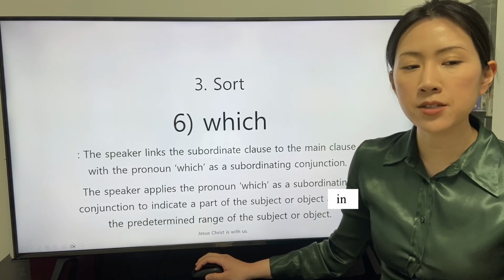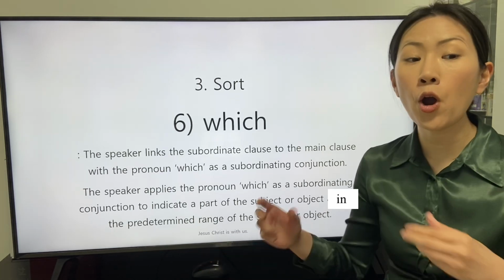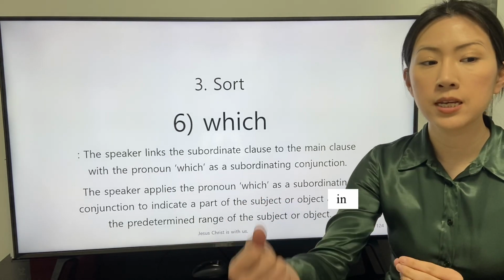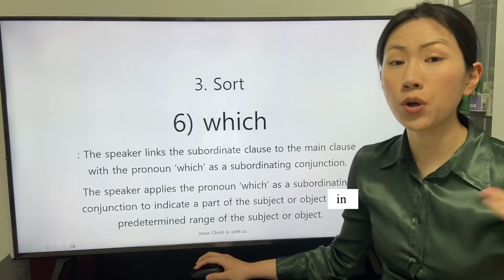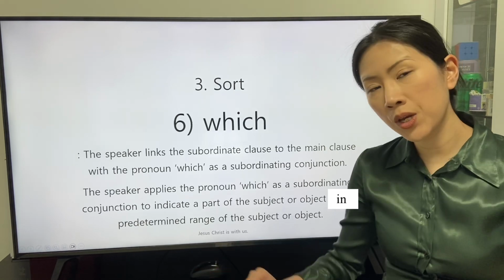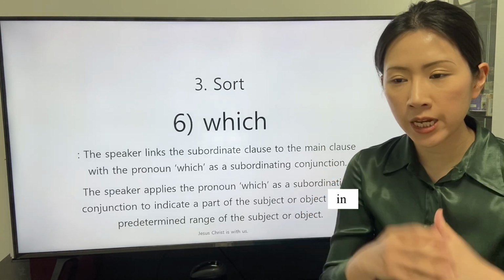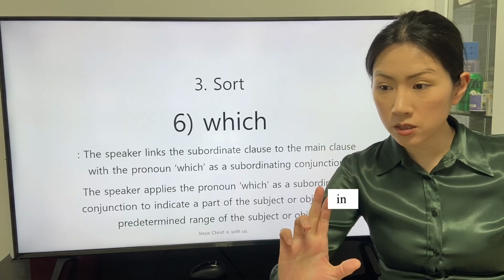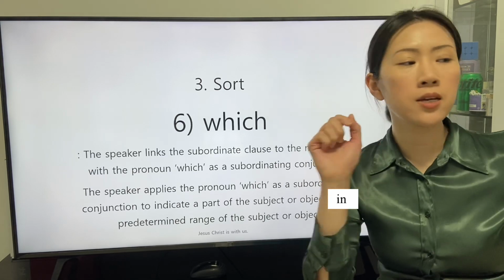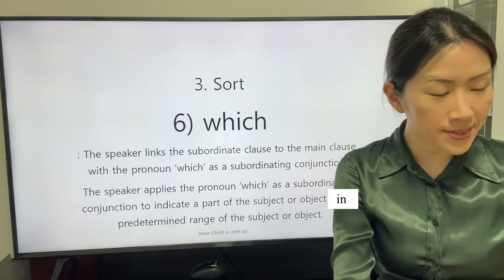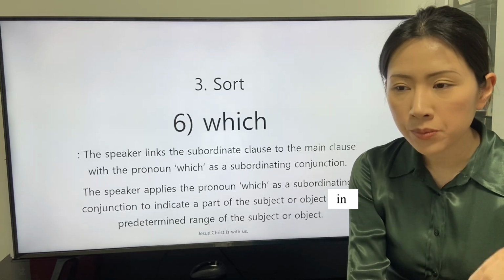The speaker applies the pronoun which as a subordinating conjunction to indicate a part of the subject or object in the predetermined range of the subject or object. We will deal with the application of the pronoun which in the subordinate clause as a subordinating conjunction to link the subordinate clause that also has the trait of a pronoun.